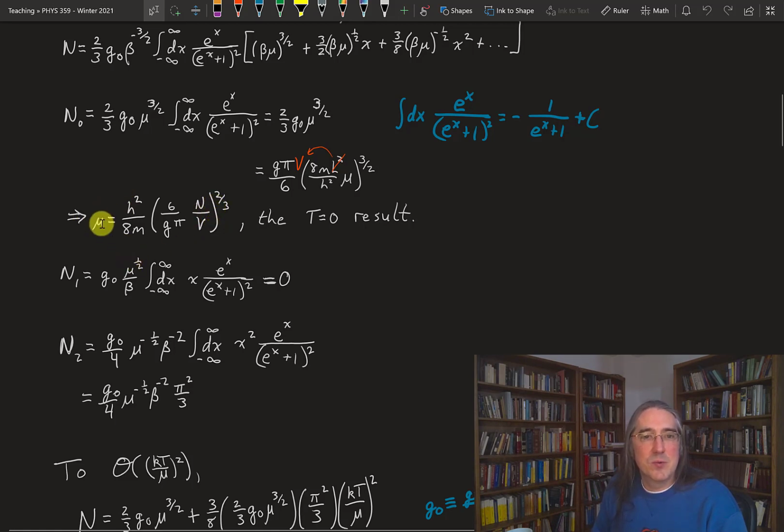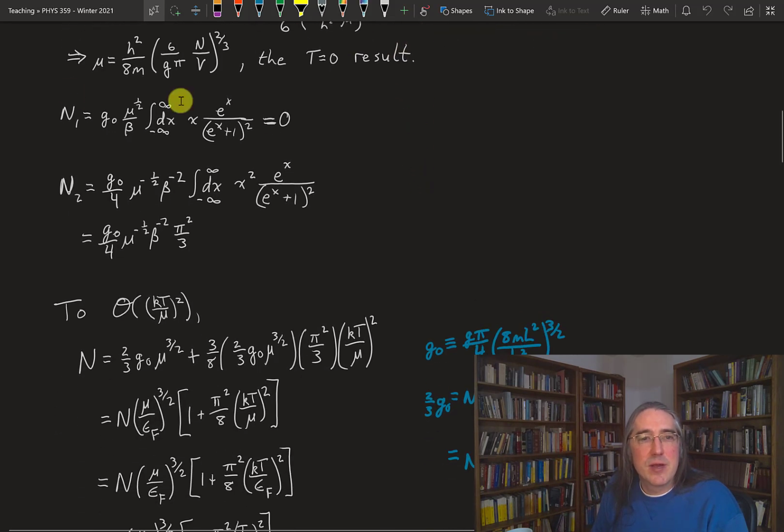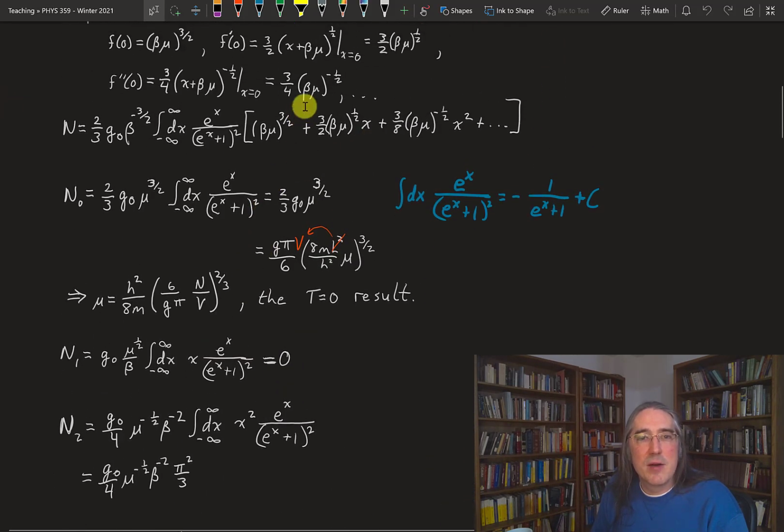All right, good. So that just means in all of this arithmetic, we haven't messed anything up yet because we did recover the T equals 0 result. Got to push on to get the temperature dependence. Okay, so what do we have next? So we're going to grab the next term.